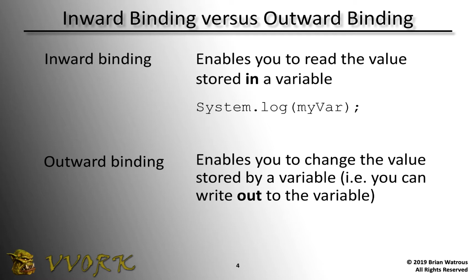With outward bindings, those enable us to change the value that's stored by a variable. In other words, we're going to write out a new value to the variable itself. That enables us to execute code such as the code you see here. So whenever you say variable name equals something, whatever the expression may be on the right side of the equal sign, you're attempting to assign a new value to that variable. And in order for that assignment to stick and to persist, we need to make certain that we have an outward binding. So again, there are inward binding and outward binding.